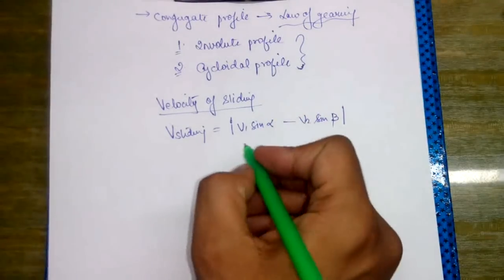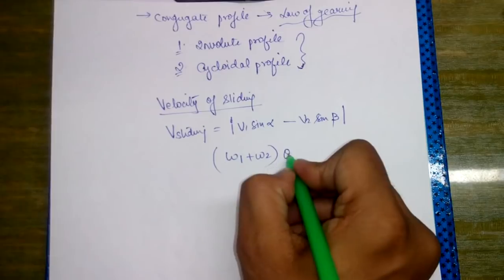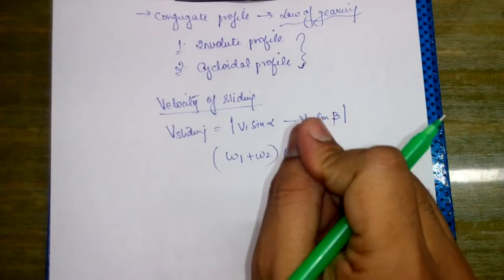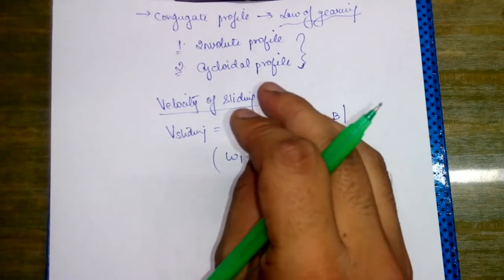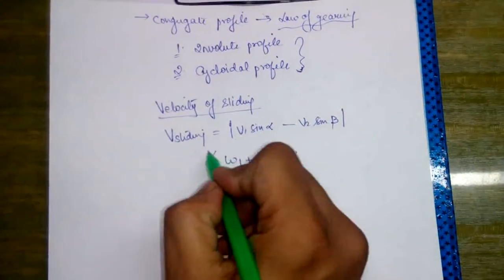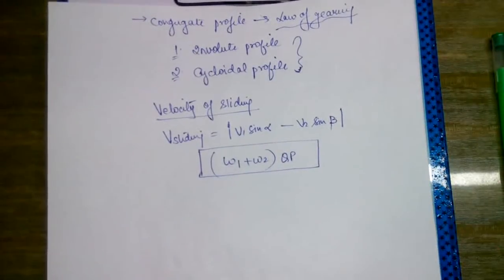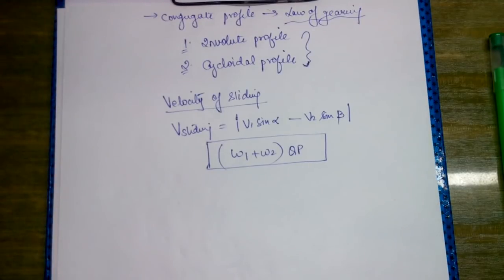So we will obtain it as omega 1 plus omega 2 into QP. QP क्या था? QP was the distance between the point of contact and pitch point. P and Q, तो Q हमारा point of contact था, P हमारा pitch point था. तो ये हो जाएगा हमारा velocity of sliding, that is omega 1 plus omega 2 into the distance between the point of contact and the pitch point.